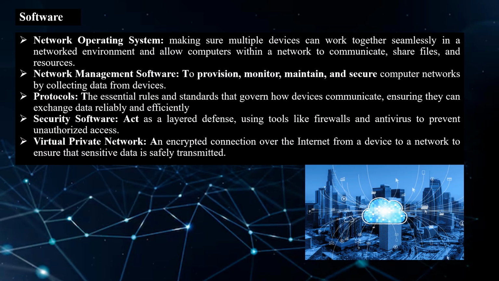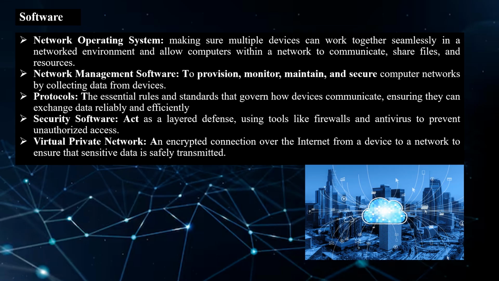See how software is used in computer networks. Network operating system. It makes sure multiple devices can work together seamlessly in a networked environment and allows computers within a network to communicate, share files, and resources. Network management software to provision, monitor, maintain, and secure computer networks by collecting data from devices.